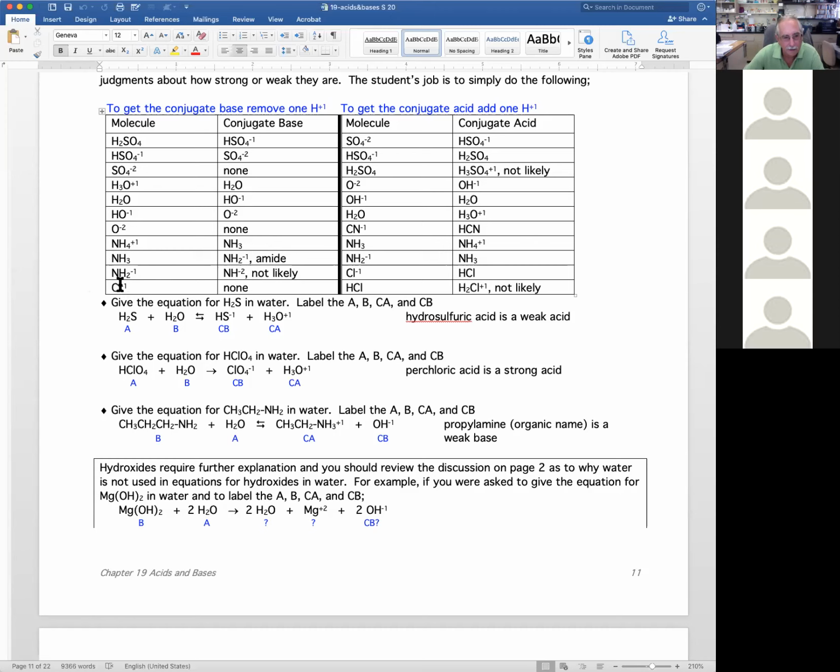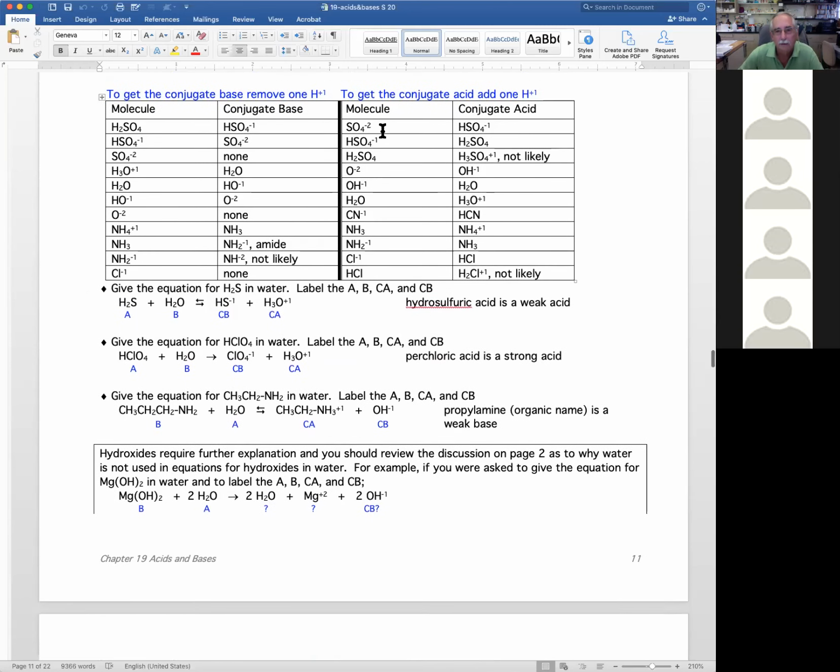So here again, could I take off an H plus? Yes, I could. It may not even be likely, but you could do it. So your job is simply to take it off if it's there. You can't be expected to know everything.